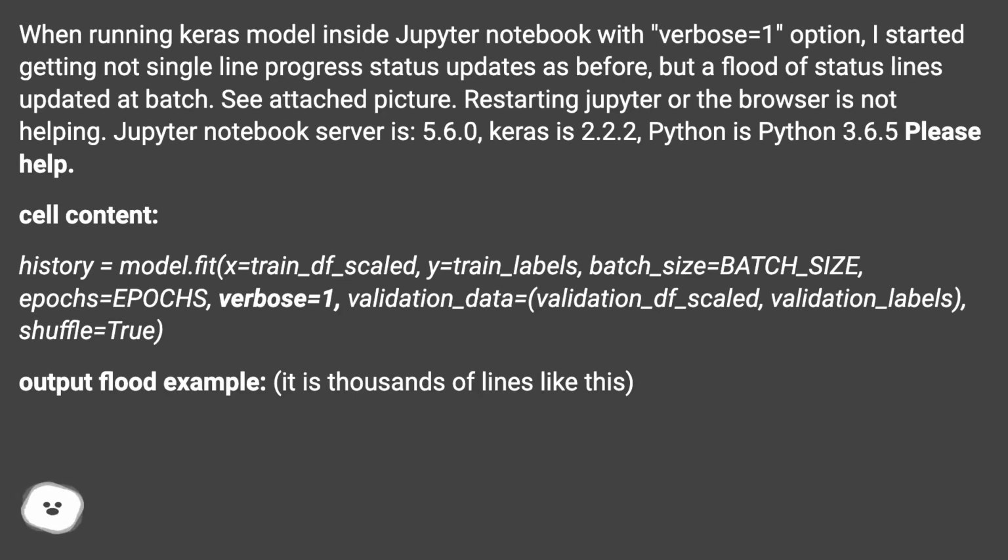Cell content: history = model.fit(x=train_df_scaled, y=train_labels, batch_size=batch_size, epochs=epochs, verbose=1, validation_data=(validation_df_scaled, validation_labels), shuffle=True). Output flood example: it is thousands of lines like this.